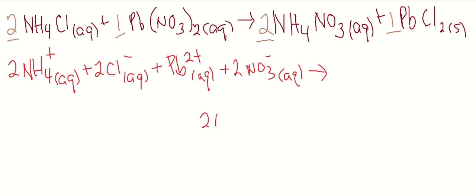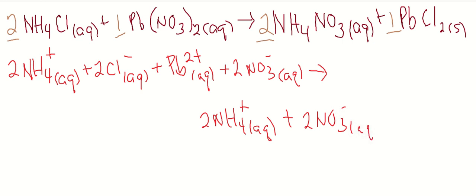So we have 2 ammonium, NH4. You can look at these as moles. So 2 moles of ammonium on the products and 2 on the reactants, so they're going to cancel out. We have 2 moles of nitrate, NO3. And then this is not soluble, so it's not going to dissociate in this solution. So we're just going to write that the way it is, PbCl2, and that's your precipitate.